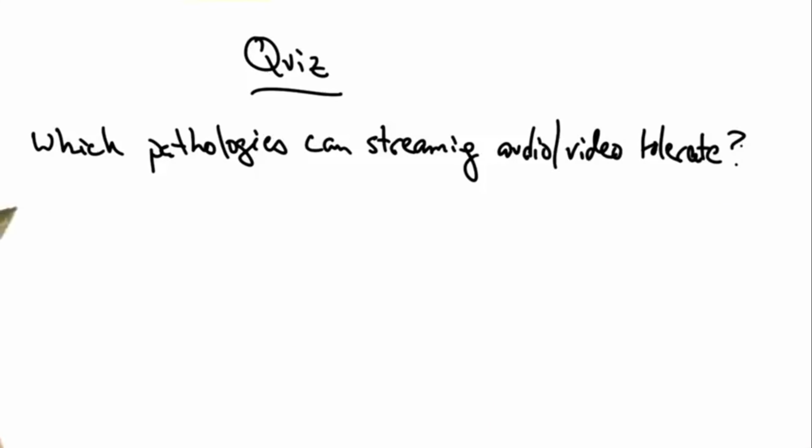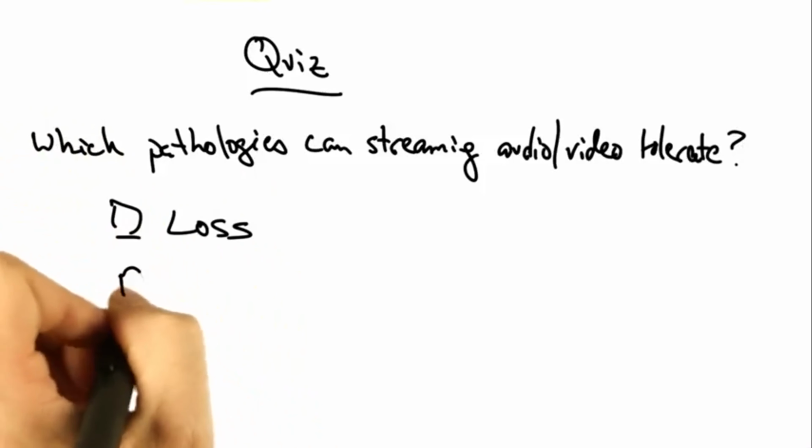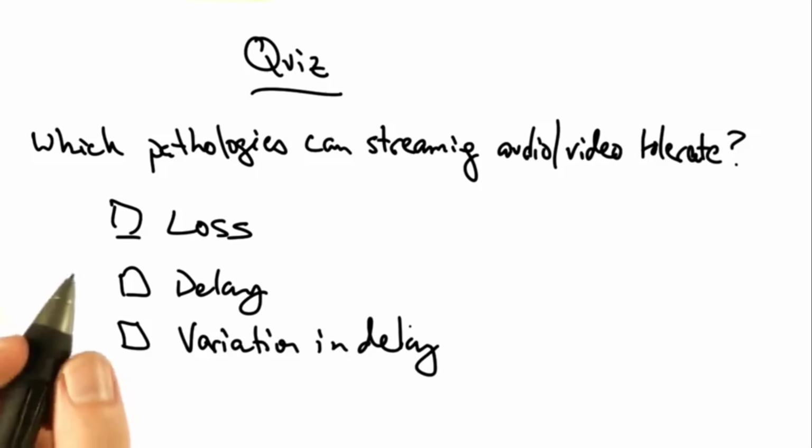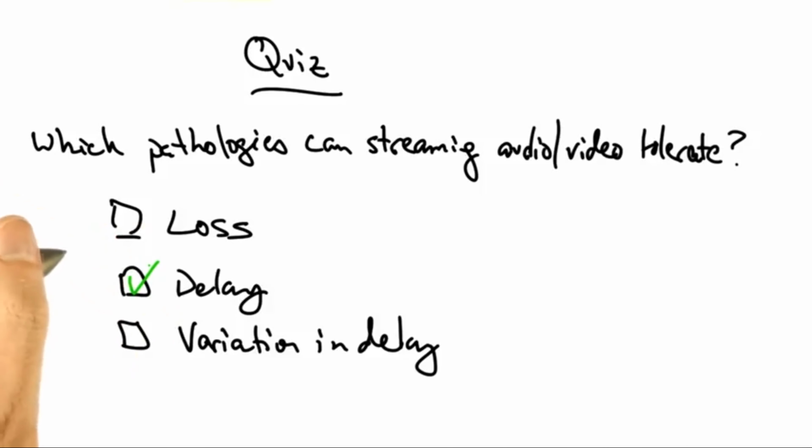So as a quick review, which of these pathologies can streaming audio and video tolerate? Packet loss, delay, variation in delay, or jitter. Some delay at the beginning of a packet stream is acceptable, and similarly, some small amount of missing data is okay. We can tolerate small amounts of missing data that result in slightly reduced quality of the audio or video stream. On the other hand, a receiver is not very good at tolerating variability in packet delay in the packet stream, particularly if the client buffer is starved.